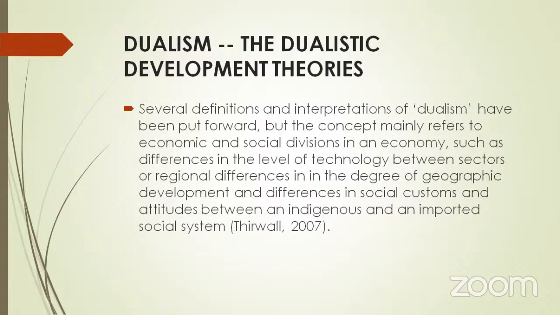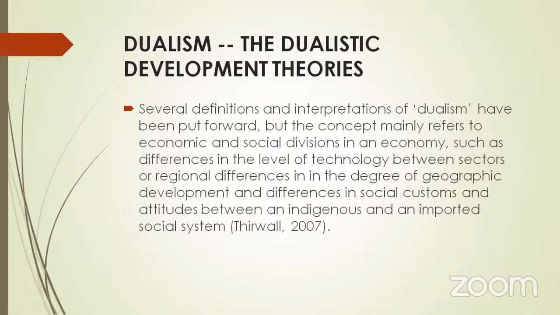For example, there is social dualism. Social dualism is like traditional activities or rituals being done along with, let's say, Western rituals. More often than not, a lot of times modernity is equated with Westernism. So that also works out as differences in social customs, attitudes, indigenous and imported social systems. Inevitably you will see there is dualism. There is dualism in social life, in culture, in technology, in production methods, and so on.